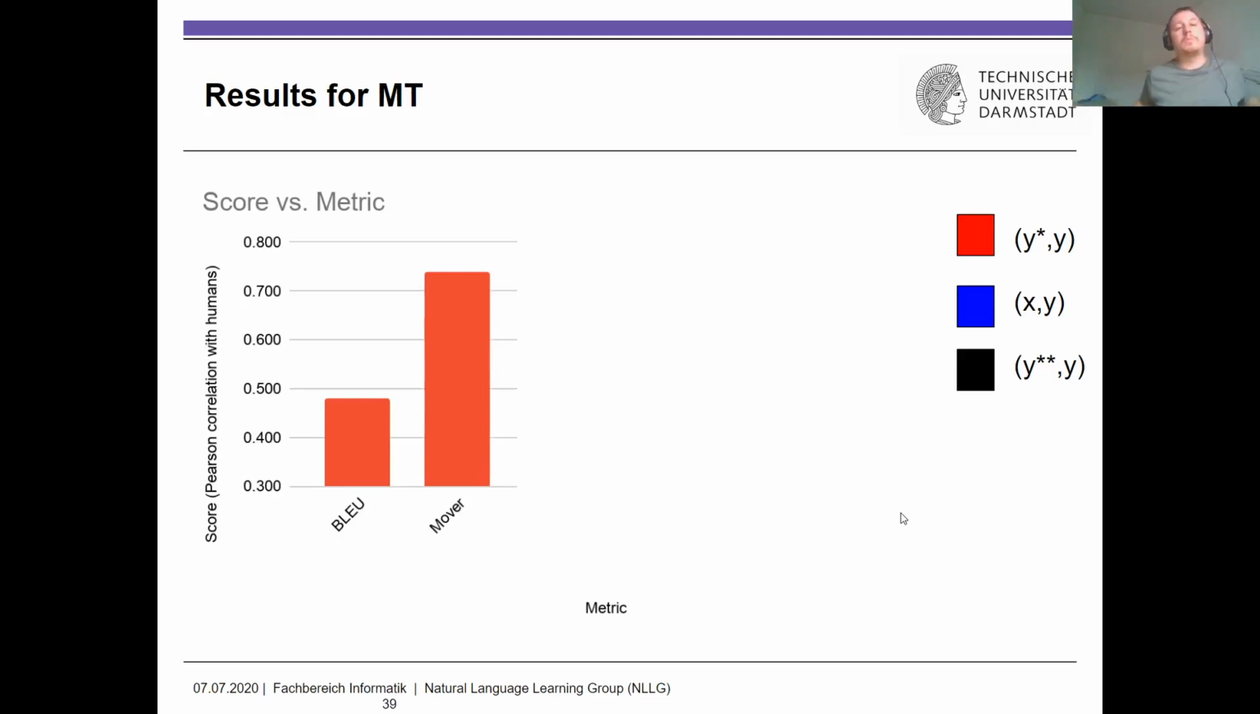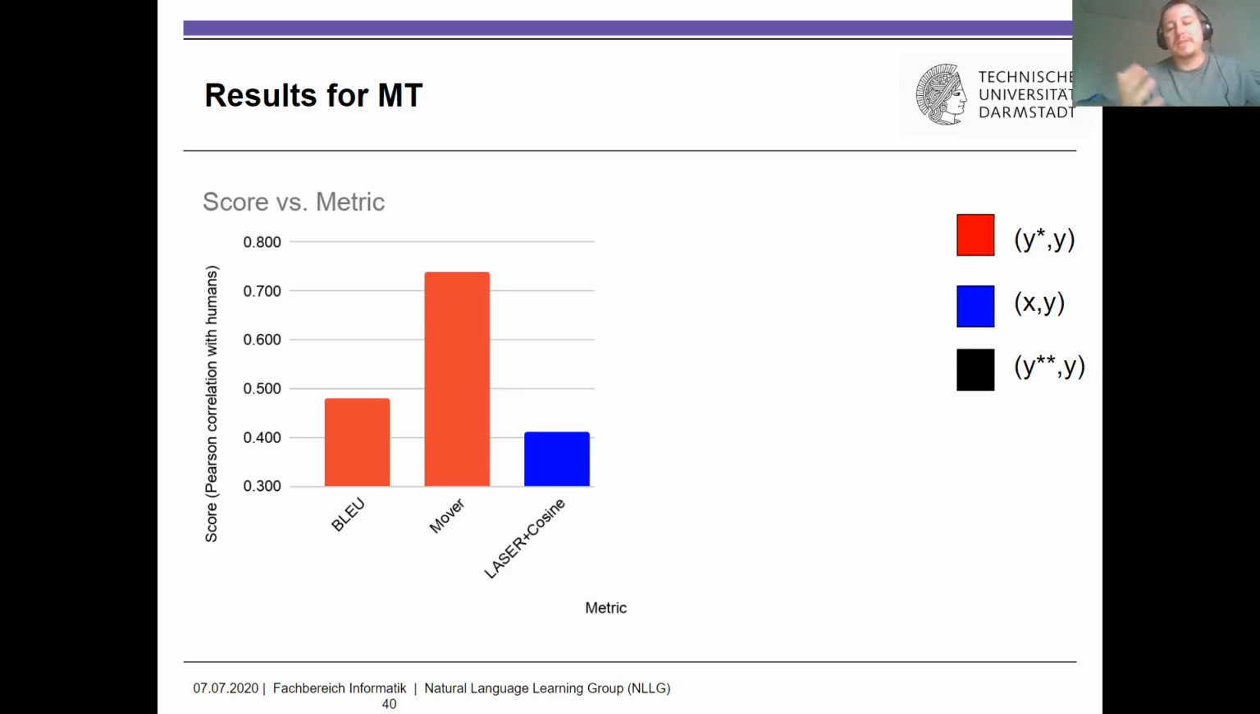Let's go into machine translation. Again, we have the three cases, but we ignore this one here. We did not explore the pseudo-reference case here. Again, we have BLEU and MoverScore in machine translation. Now there's a big difference. MoverScore is much better. Then let's see what we can do.